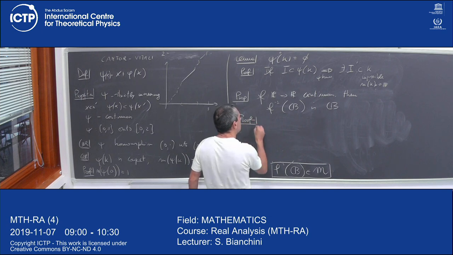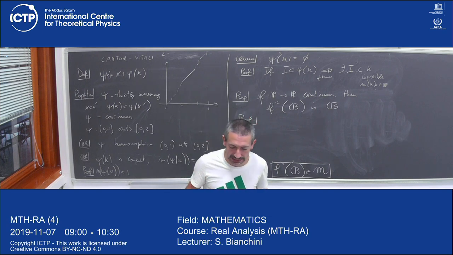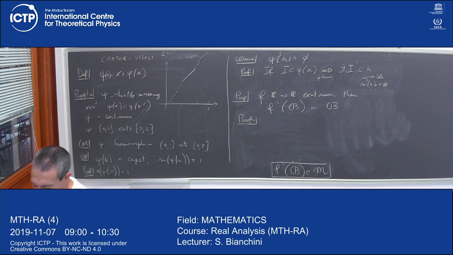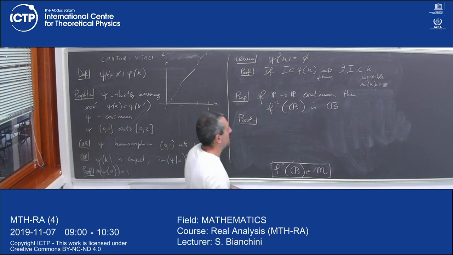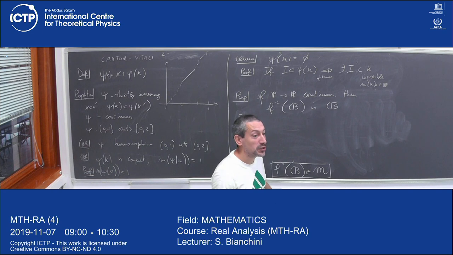Proof. There are two proofs. One is constructive, and the other one is direct. We do the direct one, which is the one in the book. But the constructive one is nicer, but it's longer. The constructive one works because you can construct the Borel sets.